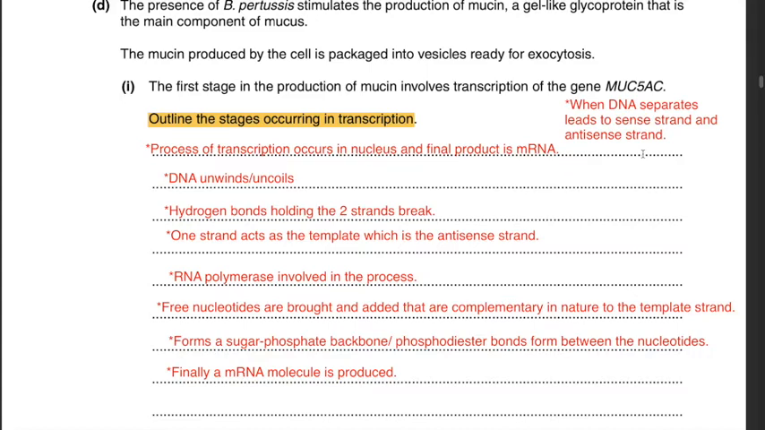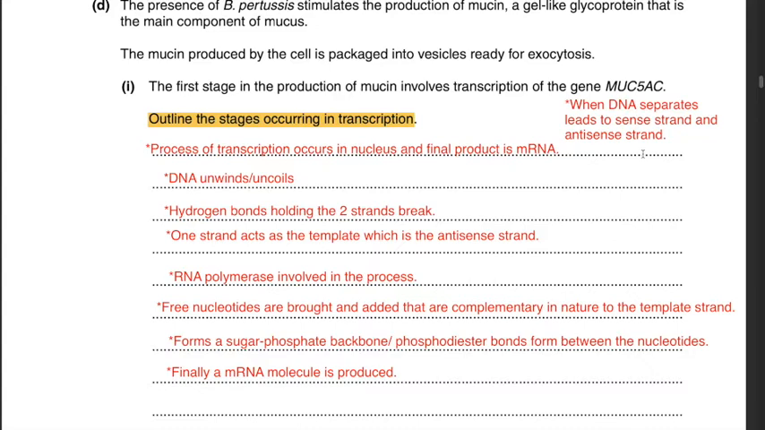And what happens when the DNA unwinds? Well, when the DNA unwinds, hydrogen bonds holding the 2 strands will break. Once the hydrogen bonds break, 2 strands will be formed, and as I mentioned, those 2 strands are known as the sense and antisense strand. Out of those 2 strands, one strand will act as a template for the production of an mRNA molecule, and that one strand which acts as a template is known as the antisense strand.